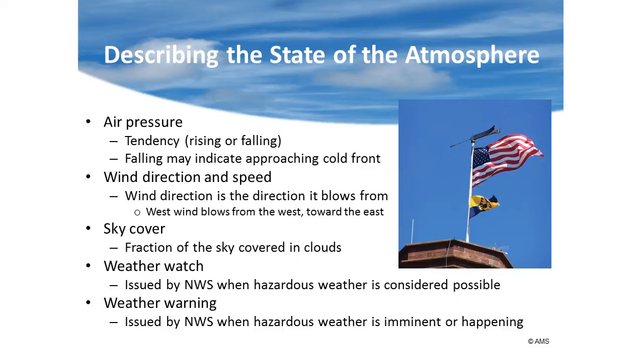So we describe the wind direction from the direction it blows from. So if we say there's a west wind, the wind is coming from the west, moving toward the east. So anytime we say a wind direction, that's the direction the wind is blowing from. Just remember that. That'll be important.